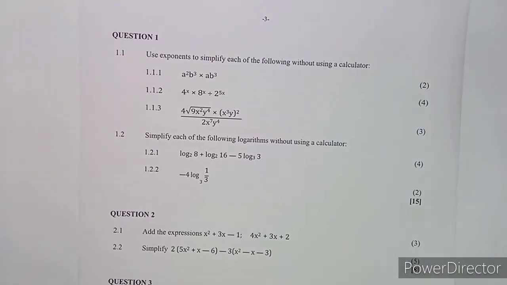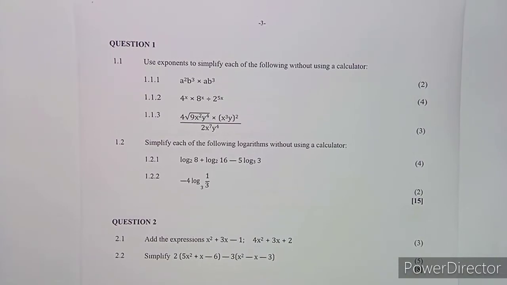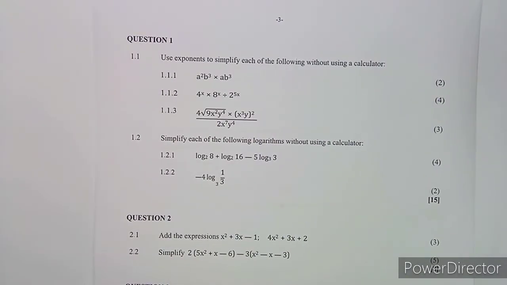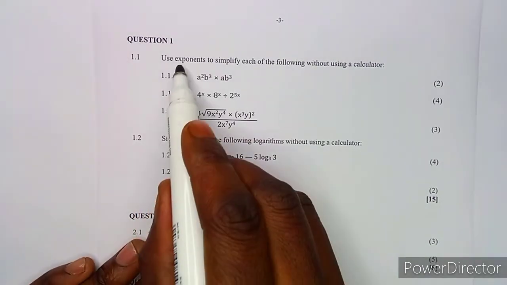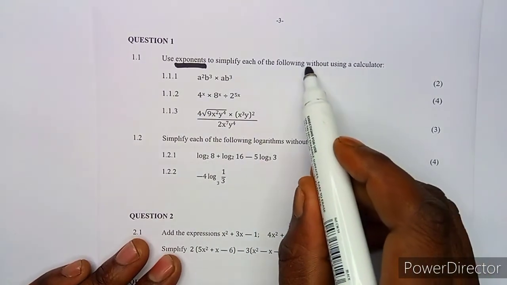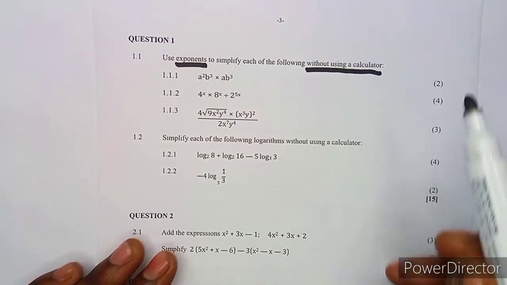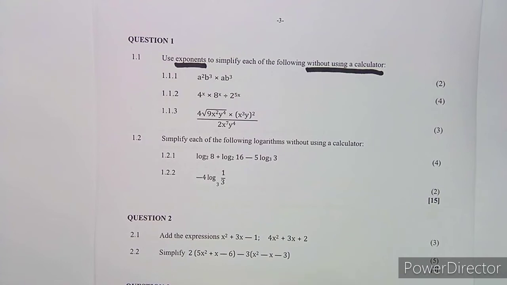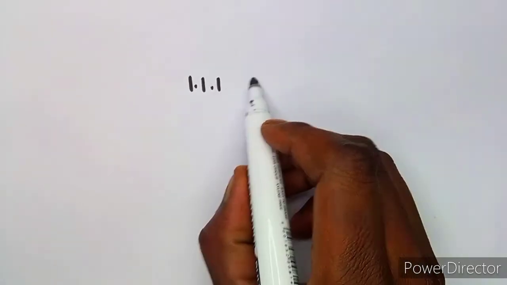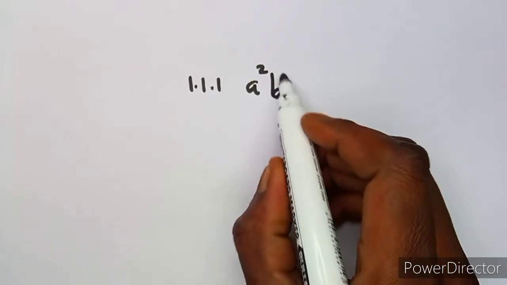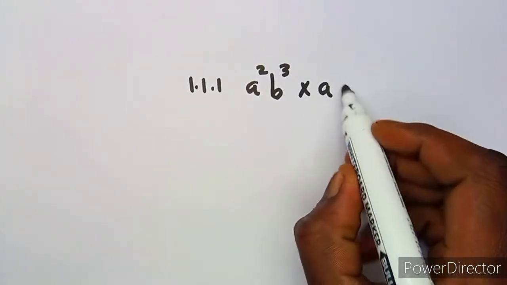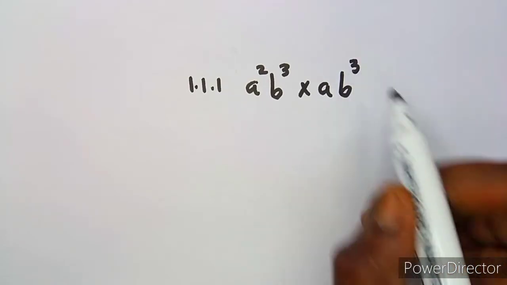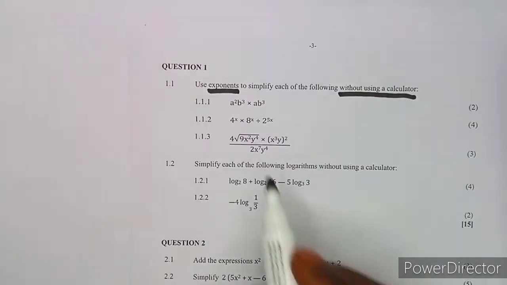Okay, so on question 1, quickly rushing through the questions that we are given, you are asked to use exponents to simplify each of the following without using a calculator. So these are exponents and you are not using a calculator, which means the calculator is not supposed to be used there. Okay, so the first question on 1.1.1 is to simplify a to the exponent of 2, b to the exponent of 3 times a b to the exponent of 3 again. And this is 2 marks for that, as you can see, guys.